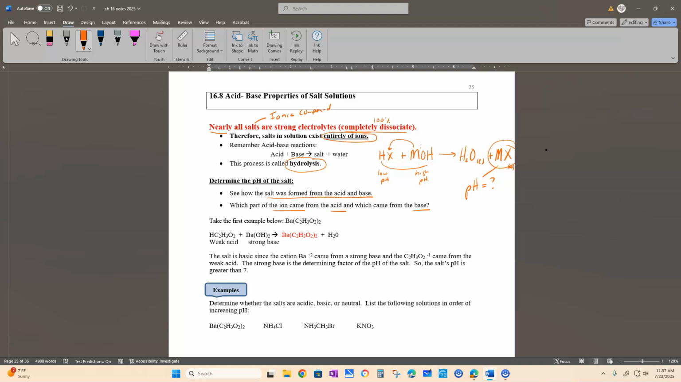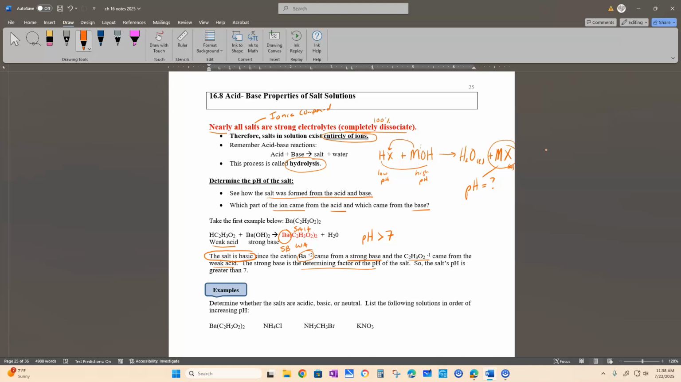So think of it like this. If I have a weak acid and a strong base, I made this salt and obviously water. That Ba came from a strong base. That C2H3O2 came from the weak acid. Who's dominating that salt? So the salt is basic. That means the salt will have a pH greater than 7, because the Ba2+ came from a strong base, and that acetate came from a weak acid. The strong base is determining the factor of the pH.